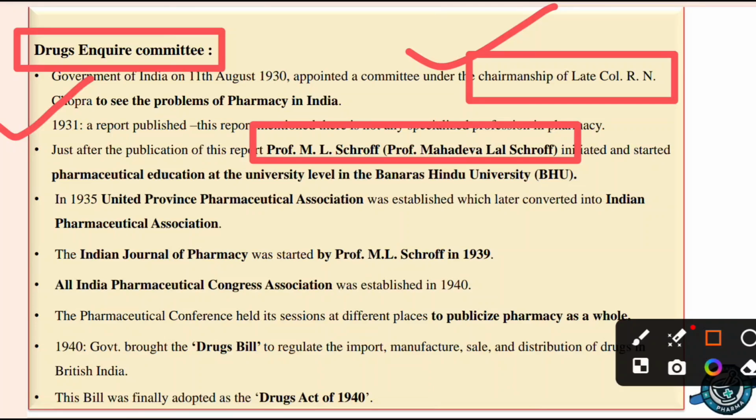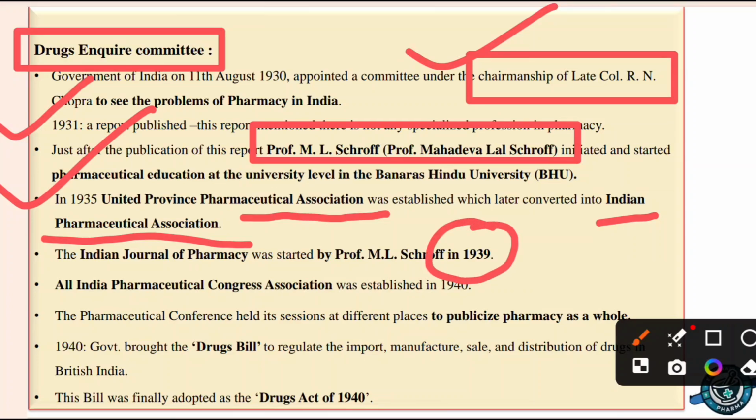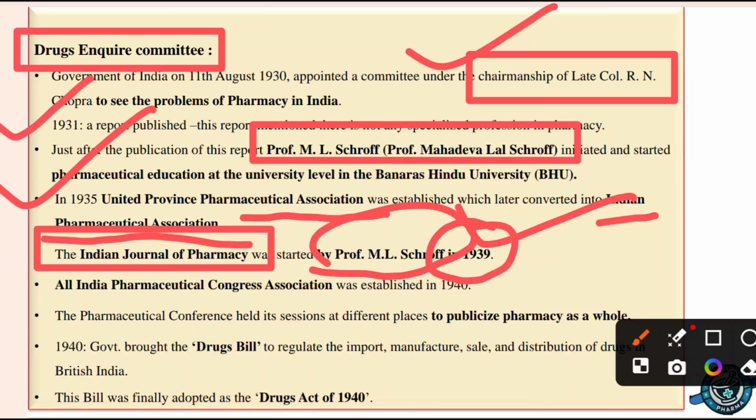In 1935, the United Province Pharmaceutical Association was established, and later this United Province Pharmaceutical Association was converted into the Indian Pharmaceutical Association, that is IPA. Then in 1939, Professor Mahadev Lal Schroff established and started the first Indian Journal of Pharmacy.